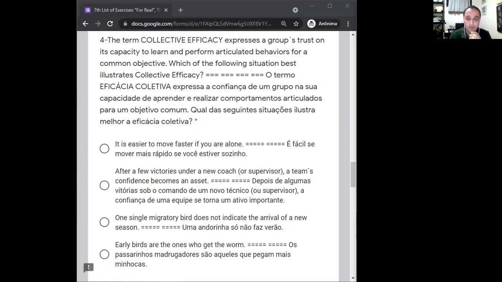Guys, this is collective efficacy. Sometimes good sports teams like Flamengo, Palmeiras, Sport, Náutico, sometimes these guys, they trust so much on their success that they actually become invincible, right?